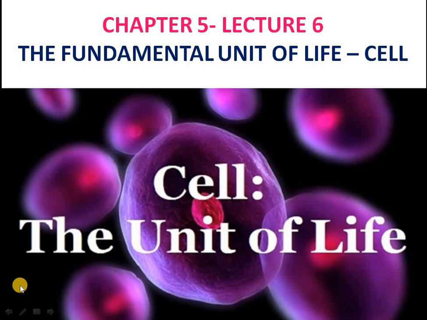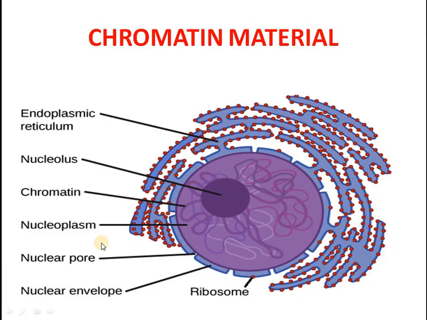Hello students, today we are going to discuss lecture 6 of chapter 5, the fundamental unit of life, cell. In the previous lecture we discussed the nucleolus and its function. In today's lecture we are going to start with the chromatin material, that is the other component embedded in the nucleus. So what is chromatin material?